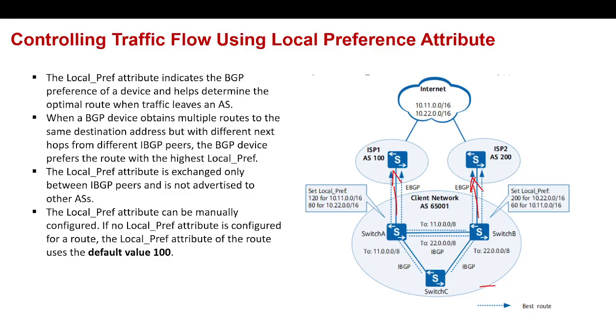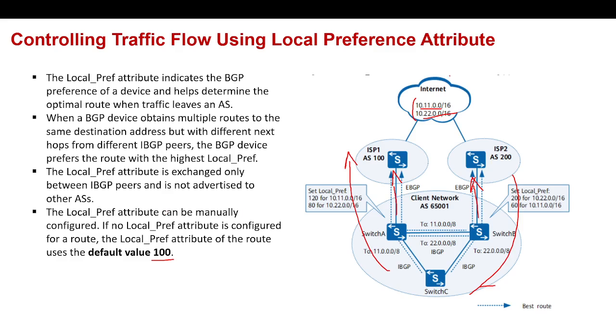By default, this value on Huawei will be 100. Any router that is running BGP will have a default local preference of 100. So what you can do is adjust these values. Maybe you want to load balance traffic. You can see that in this setup you have two networks. You can use local preference to ensure that traffic to this network goes through this side and traffic to 10.11 goes through the other side. If a route has a higher local preference, it will be preferred.